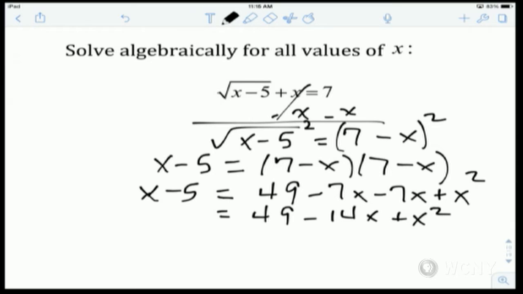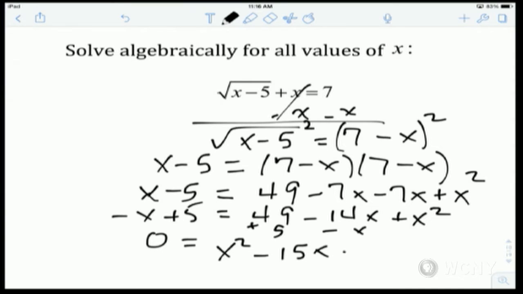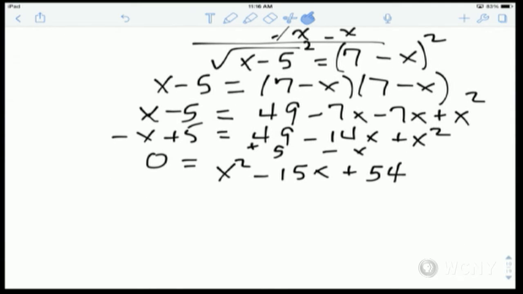And now that I have squared terms, I need to set it equal to 0 to solve. So I'm going to subtract x and add 5 to both sides to make this my 0 side. So what I do to one side, I do to the other. I'm subtracting x and adding 5, combining like terms, and then I'm going to put it in a better order. So this is really x squared minus 15x plus 54. Okay, so I need to solve x squared minus 15x plus 54.